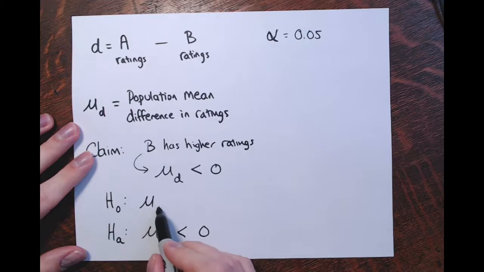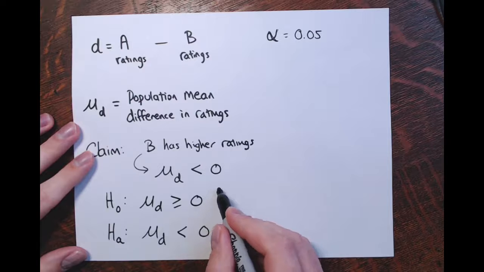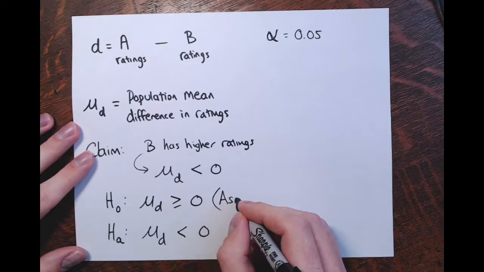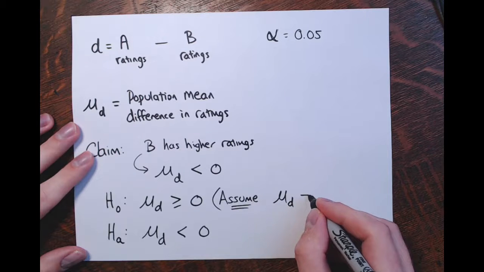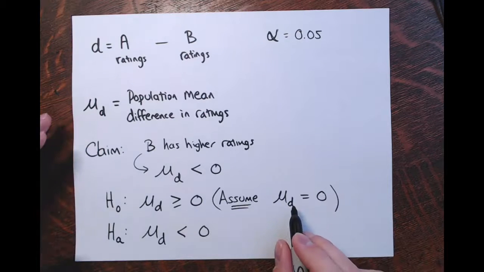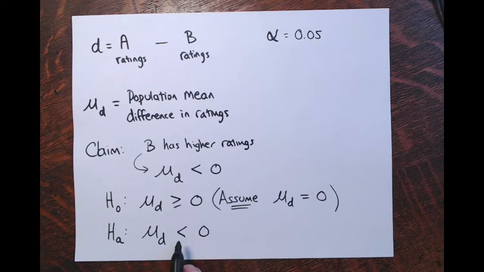The null is always the opposite of the claim, so that would be that mu d is greater than or equal to 0. But as you've seen in most problems, we'll just be writing the equal part. What we're going to be assuming for the test is that mu d equals 0. In other words, we're going to assume that there is no difference in the ratings between these stations, that they have the same ratings on average, and test that against this statement here that station B has better ratings.